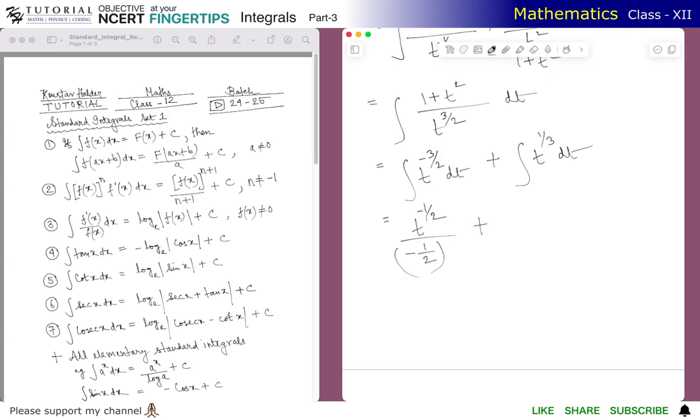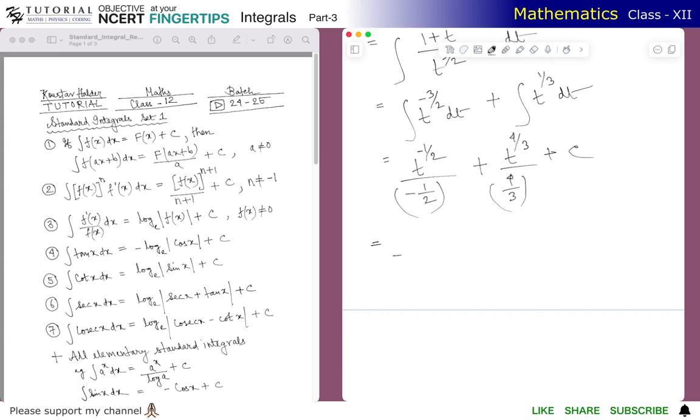Plus t to the power 4 by 3 plus c. So this becomes minus 2 by root t plus 3 by 4 t to the power 4 by 3 plus c. So this becomes minus 2 by root tan x plus 3 by 4 tan x to the power 4 by 3 plus c. So this is the answer we are getting.